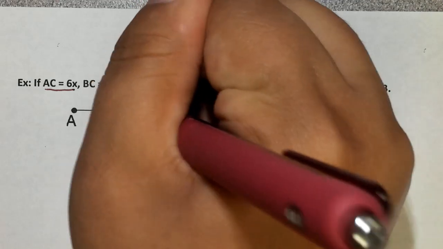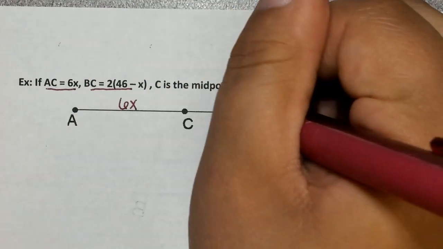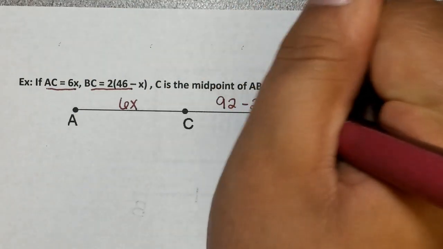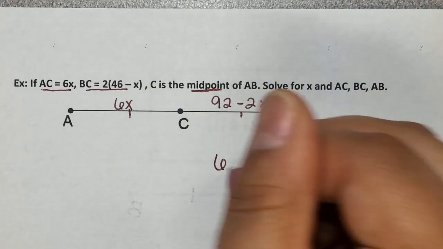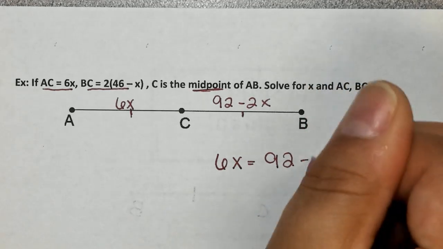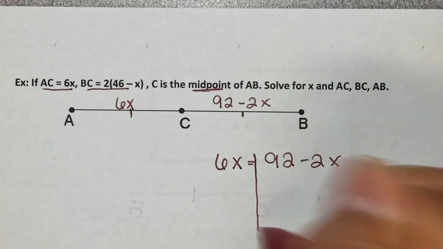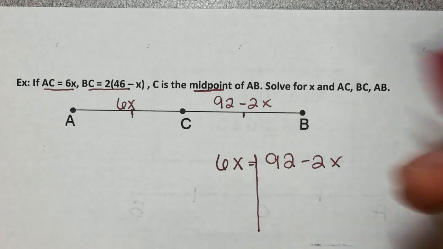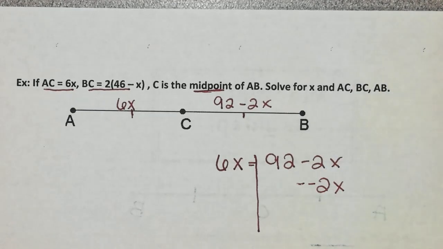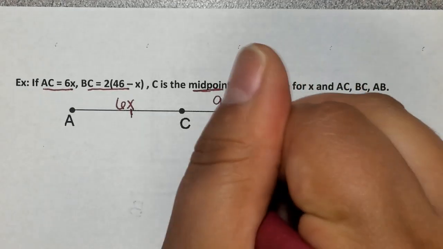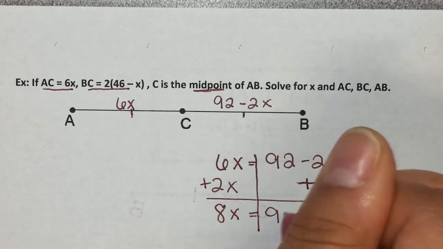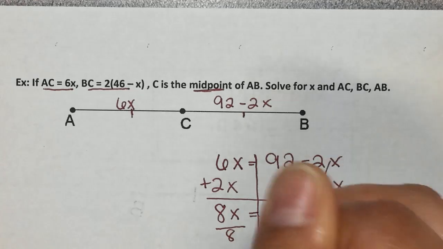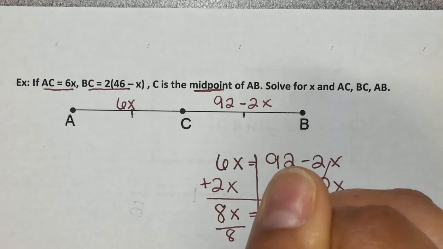There we go. AC is 6x. BC, are y'all okay with me distributing that out right here and getting 92 minus 2x? And it says midpoint, so I can do tick marks. Did you get 6x equals 92 minus 2x? To solve that, they're on different sides, so I subtract, but when you subtract a negative, what do? Add. That gives me 8x equals 92, and when I divide that by 8, what do I get? 11.5. Beautiful.